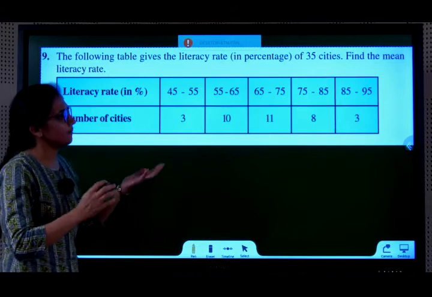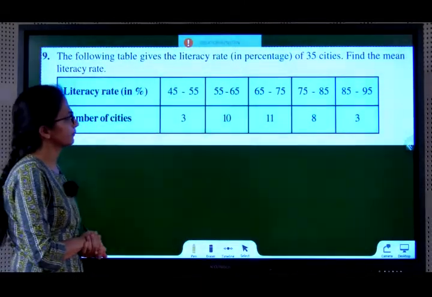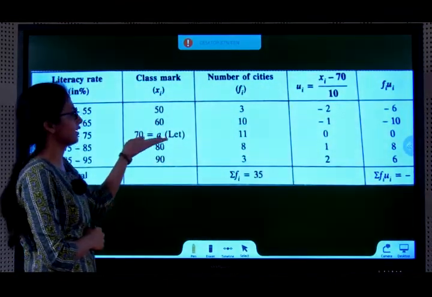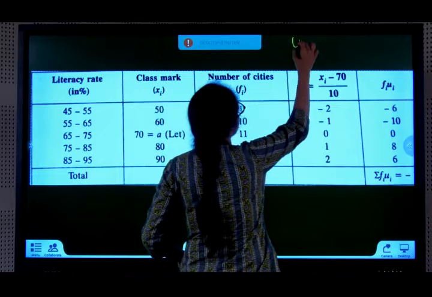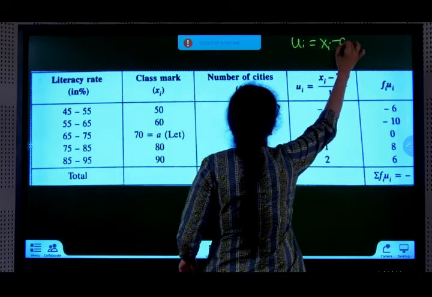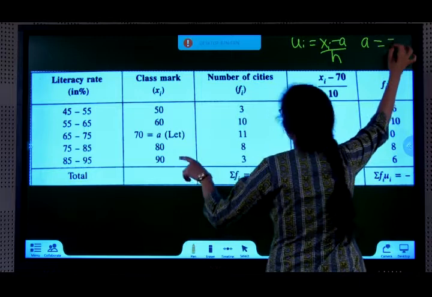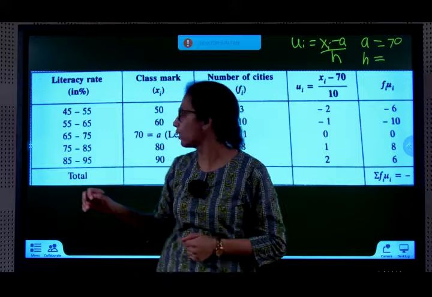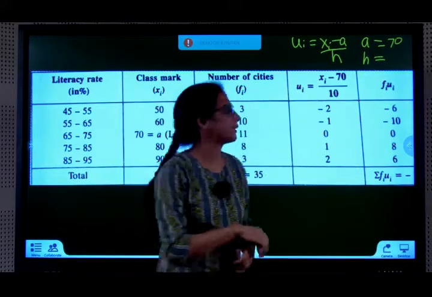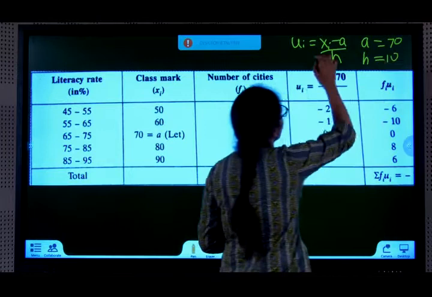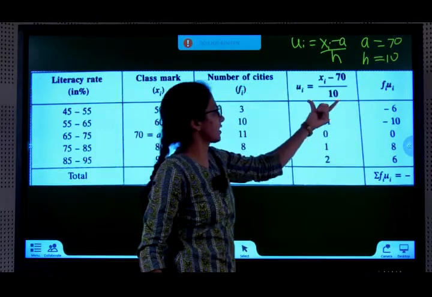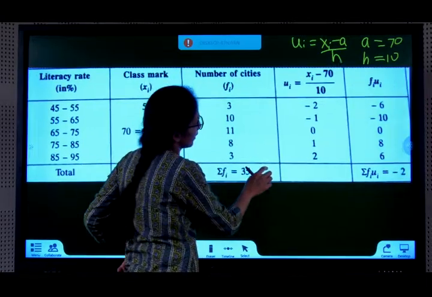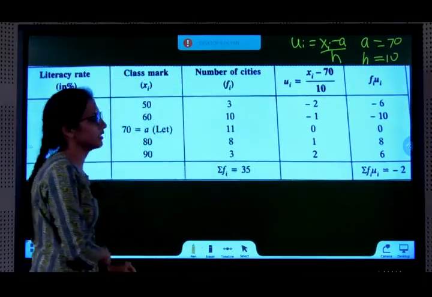Come on, pause the video, make the table, verify it with mine. After you find xi and put the fi, assumed mean is the middlemost xi value, so 70. ui is equal to xi minus a by h. A we already chose 70. What is h? Subtract any two consecutive upper limits or lower limits. 75 minus 65, 10. So h value here is 10. So ui becomes xi minus 70 by 10, which is nothing but this. Substitute in this and you find the values of ui. Then find fi into ui. You will see that summation of fi ui is minus 2.